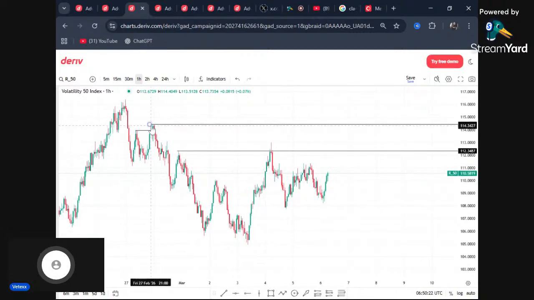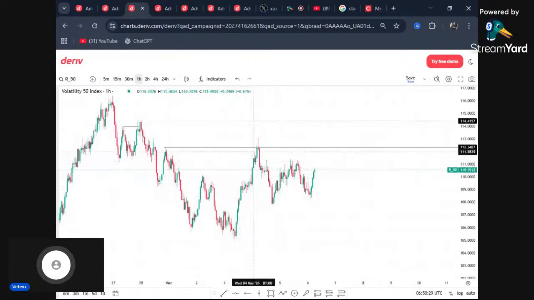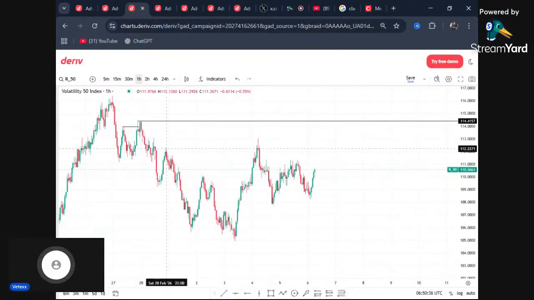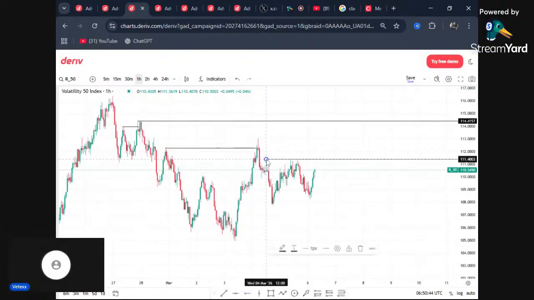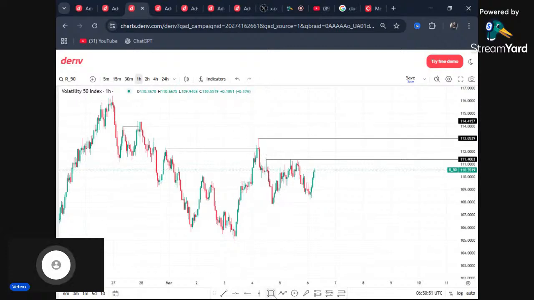So once price has tapped into this zone, okay, and then it has given us our sweep. So this becomes our sweep as the continuation. So we have this as our sweep. We have this as our structural liquidity. We have this protected high right here, and this becomes our point of interest.